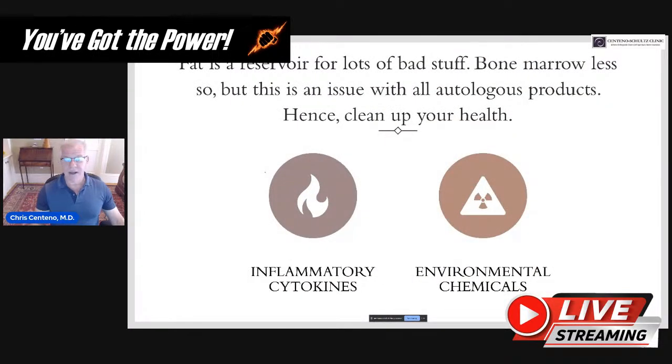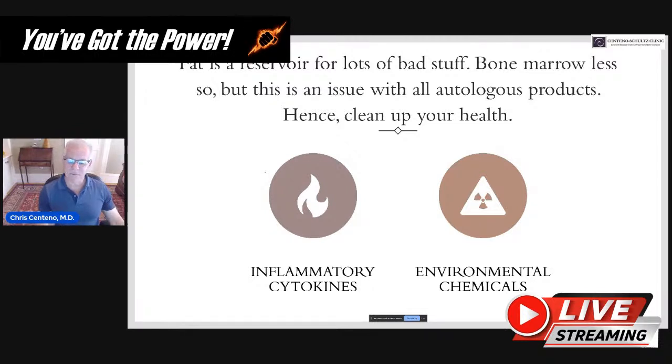Now, realize that fat is a reservoir for lots of bad stuff. Bone marrow less so, but this is still an issue with really all autologous products. For instance, some of the thinnest people out there would be the best candidates for adipose stem cells because they don't have a bunch of inflammatory cytokines lurking in their fat. The average American with metabolic syndrome who's overweight and middle-aged has lots of inflammatory cytokines. So it's kind of a catch-22. The skinniest people out there probably do the best with fat stem cells, and the fattest people out there probably do the worst with fat stem cells based on this kind of stuff.